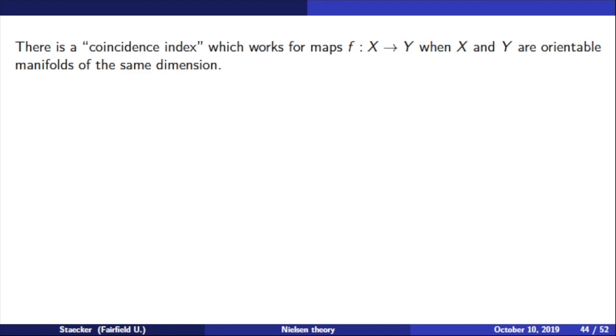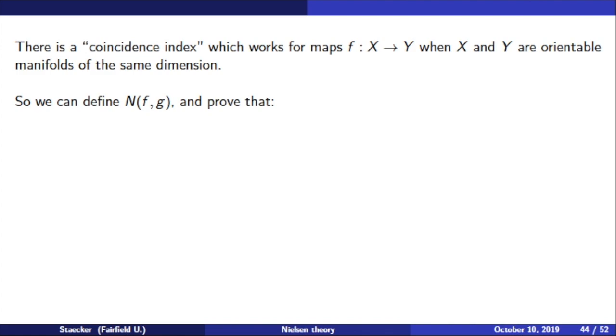They have to be orientable because otherwise you can't tell the difference between a plus one and a minus one in the index. In the fixed point theory, orientable is not required because of the local nature. It's possible to do even without a global orientation, but in the coincidence theory, you need the global orientations.